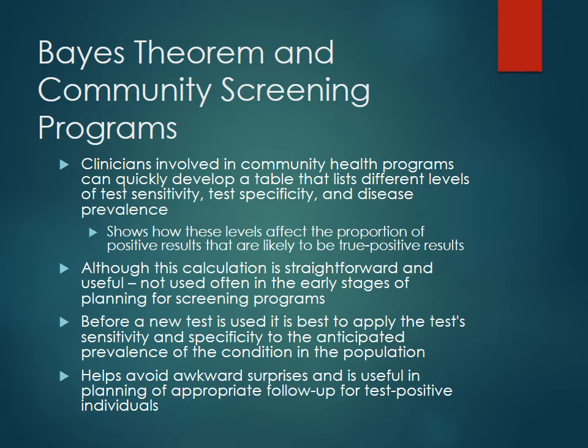Before a new test is used, it's best to apply the test sensitivity and specificity, which you're testing for before you apply it to a large population. You'd like to figure out what it's going to be with the prevalence in that population to get an idea of your expected true positive results. This helps to avoid awkward surprises of saying, wow, 1,000 people tested positive for this, this is way more prevalent than what I thought. Really, you can go back and say, well, no, these are probably a lot of false positive results showing here.